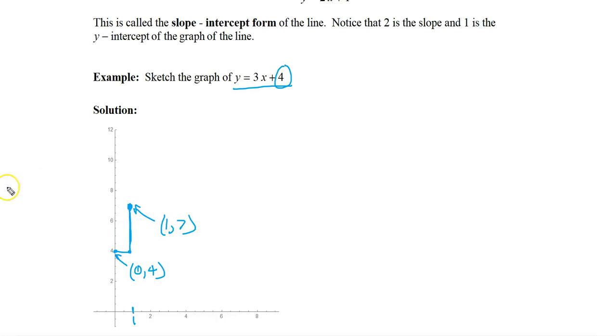So there are 2 points on our line, and then we just have to connect with a straight line going through those 2 points. And that would be the equation of our line right there. It would look something like that.